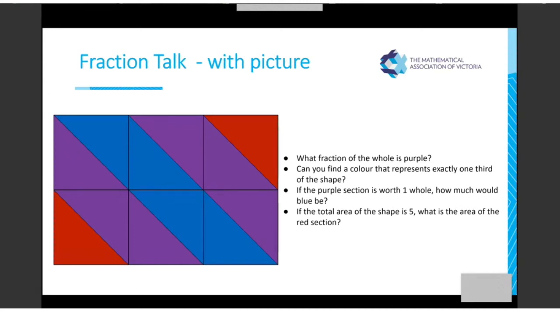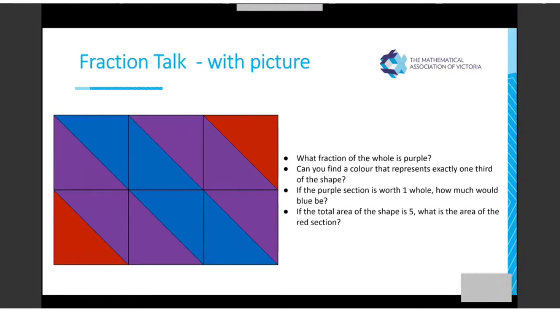Blue is 1/3, someone said, if I had asked what colour represents 1/3. So if I did say purple was worth 1, how much would the blue be worth? Now we're changing what our whole is defined as, which is something we can do with any of these. We can say that red is 1. We can say that a red and a purple triangle is 1.